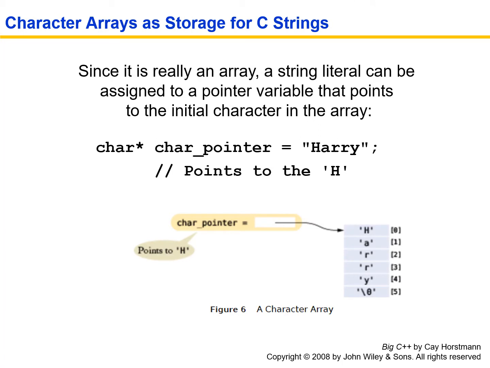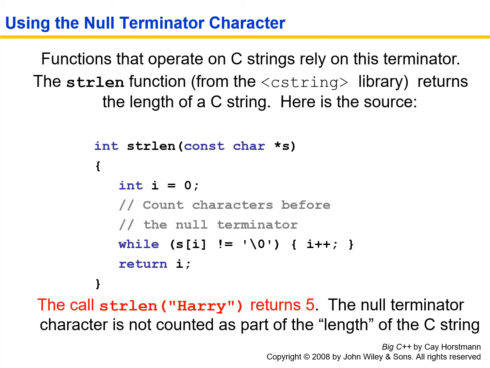Okay, since it's really an array, a string literal can be assigned to a pointer variable that points to the initial character in the array. When you put "Harry" in your code, what you're really doing is creating an array in memory of HARRY and \0, the null character. And if you put char star charPointer equals "Harry", charPointer ends up pointing right at the letter H. And as we know from how pointers and arrays are interchangeable, this is the same as creating an array of characters that points it at the string Harry.